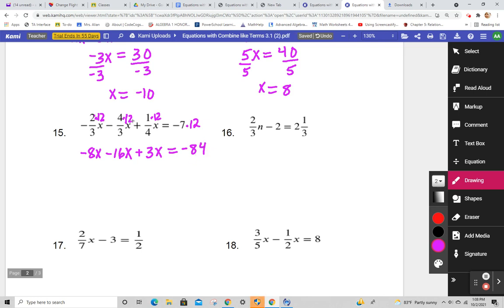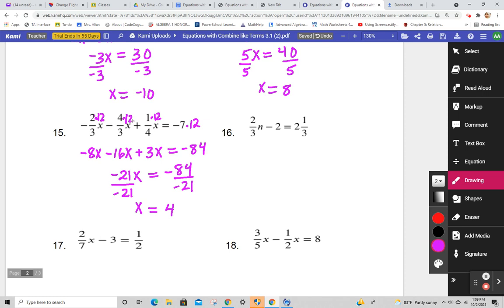All right, let's combine the like terms. Negative 8x and negative 16x, that's negative 24x. Plus 3x, that's going to be negative 21x. Equals negative 84. Divide both sides by negative 21. Negative 84 divided by negative 21 is positive 4. This is SSP, same sign, positive. All right. Okay, let's go on to number 16.